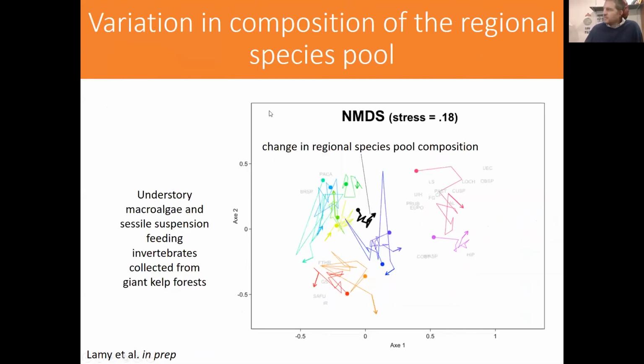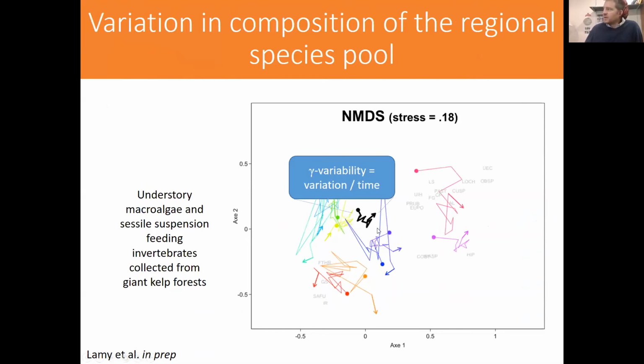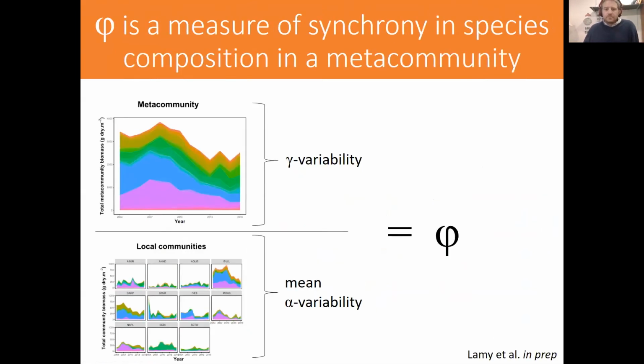And so we can add compositional turnover at the metacommunity scale. That's this bolded arrow here. And so from that, if we characterize variability through time, we have our gamma variability metric. And then after we've calculated gamma variability and can calculate mean alpha variability, we are proposing that there's a similar scaling relationship where we can divide gamma variability by alpha variability and get some scaling factor. So a phi that's analogous to what Wang and Leroux have described for aggregate variability.